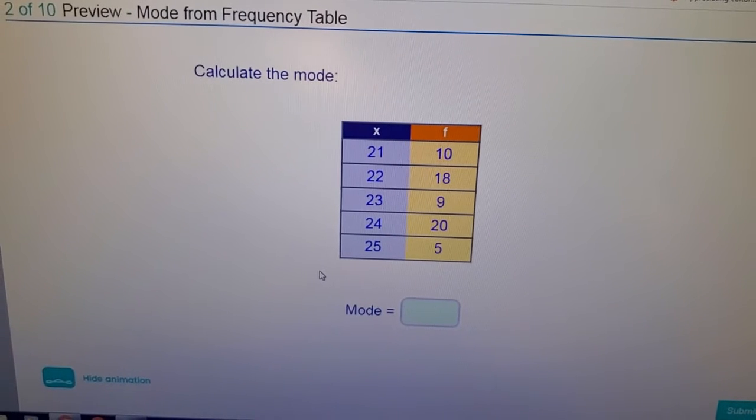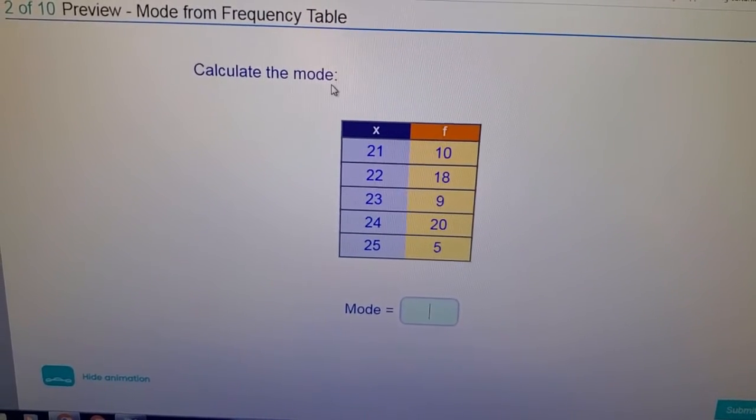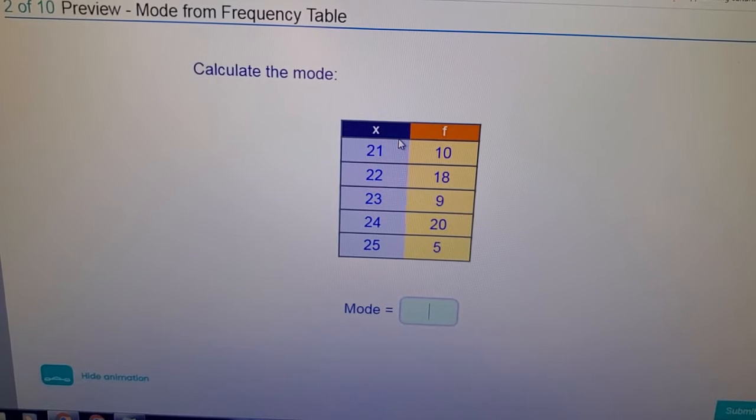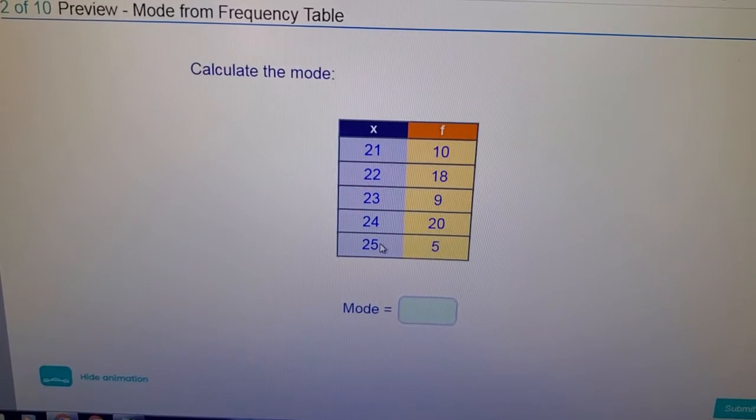So this activity is calculating the mode from the frequency table. Calculate the mode, it says. So just looking here, this is what's called a frequency table. What this means is you have a bunch of numbers in a set of data: 21, 22, 23, 24, and 25. And on the right is the frequency that those numbers appear in the list of data.